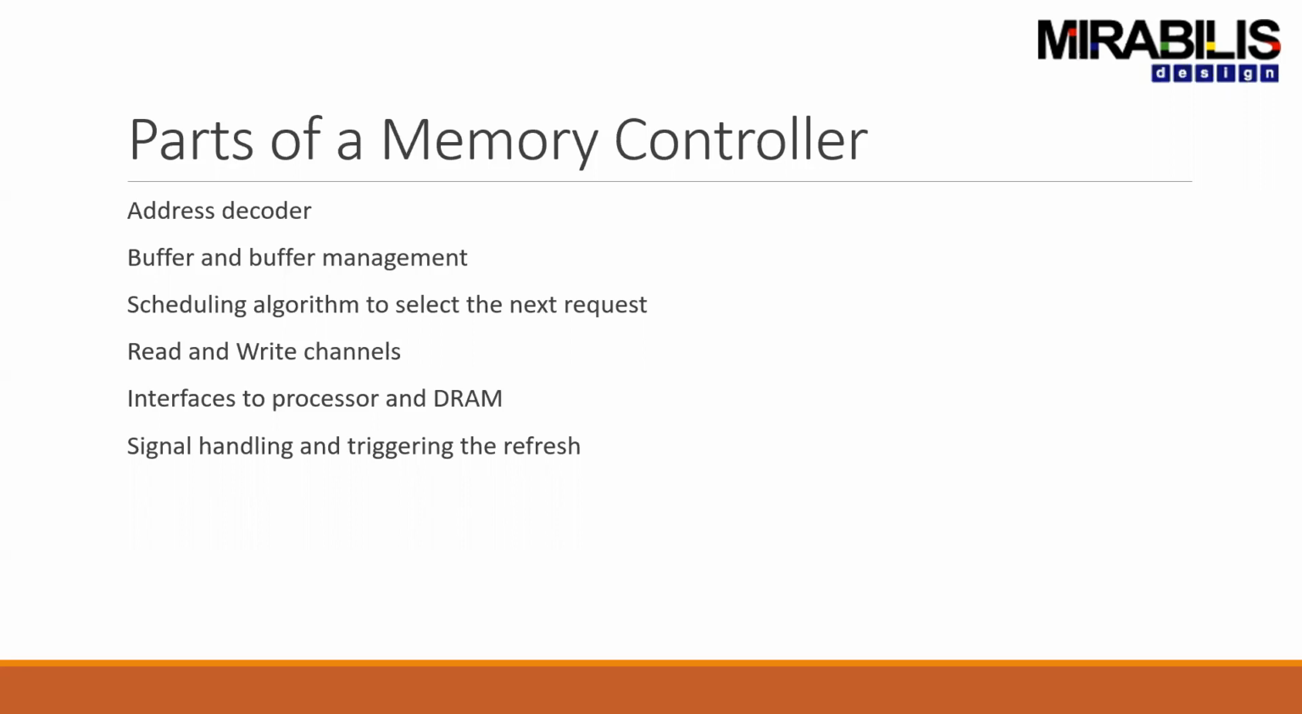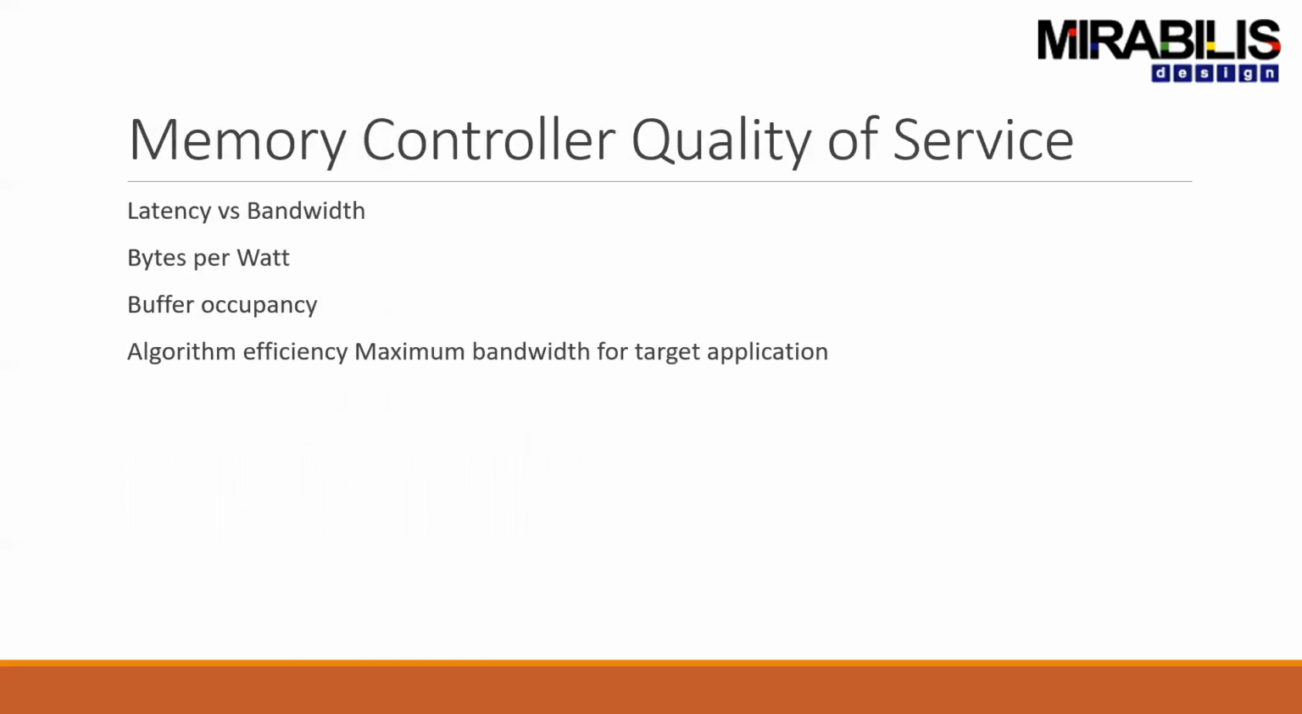Of course, there are other considerations in terms of channels, which is whether you want separate channels for reads and writes or a single channel for the design. The other piece of it is what the interfaces are to the processor and also to the DRAM. So is the memory controller closer to the processor or closer to the memory? Where does it need to reside? And then, of course, there are other attributes related to signal handling and triggering the refreshes and things like that.